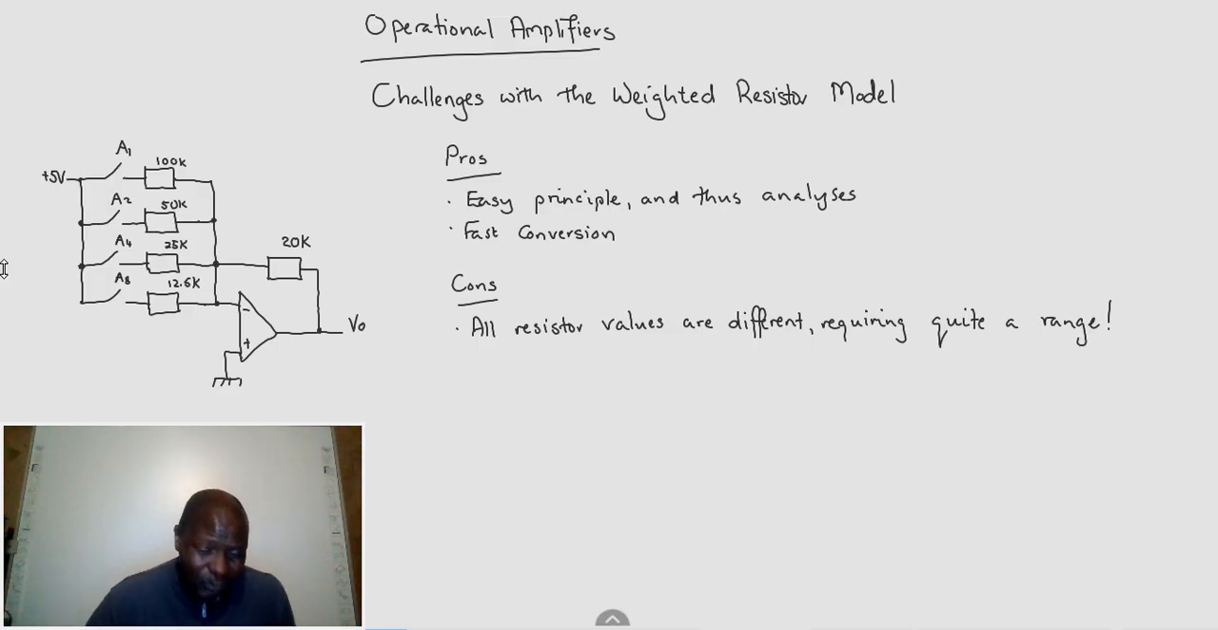We only have 4 bits there. Let's suppose we wanted to have 5 bits. We would have to have another resistor there. It will be higher order, therefore it will be around 6 point something, I think 6.25.